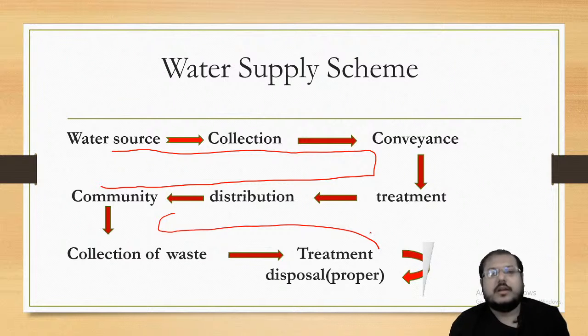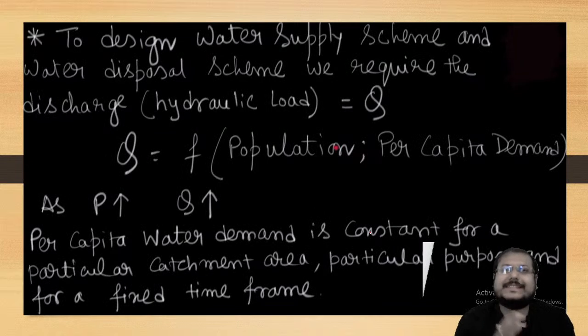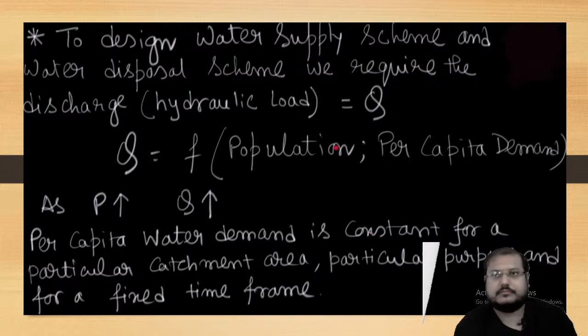The first parameter we need to be concerned about is Q: how much water you need to supply. You can say it's volumetric load, or if it is volume per time, then volumetric flow. Because unless you find out कि कितना पानी supply करना है, you will not get what will be the source of water, or what source you need to choose. So, to design the water supply scheme and water disposal scheme, we require the discharge Q, the hydraulic load.